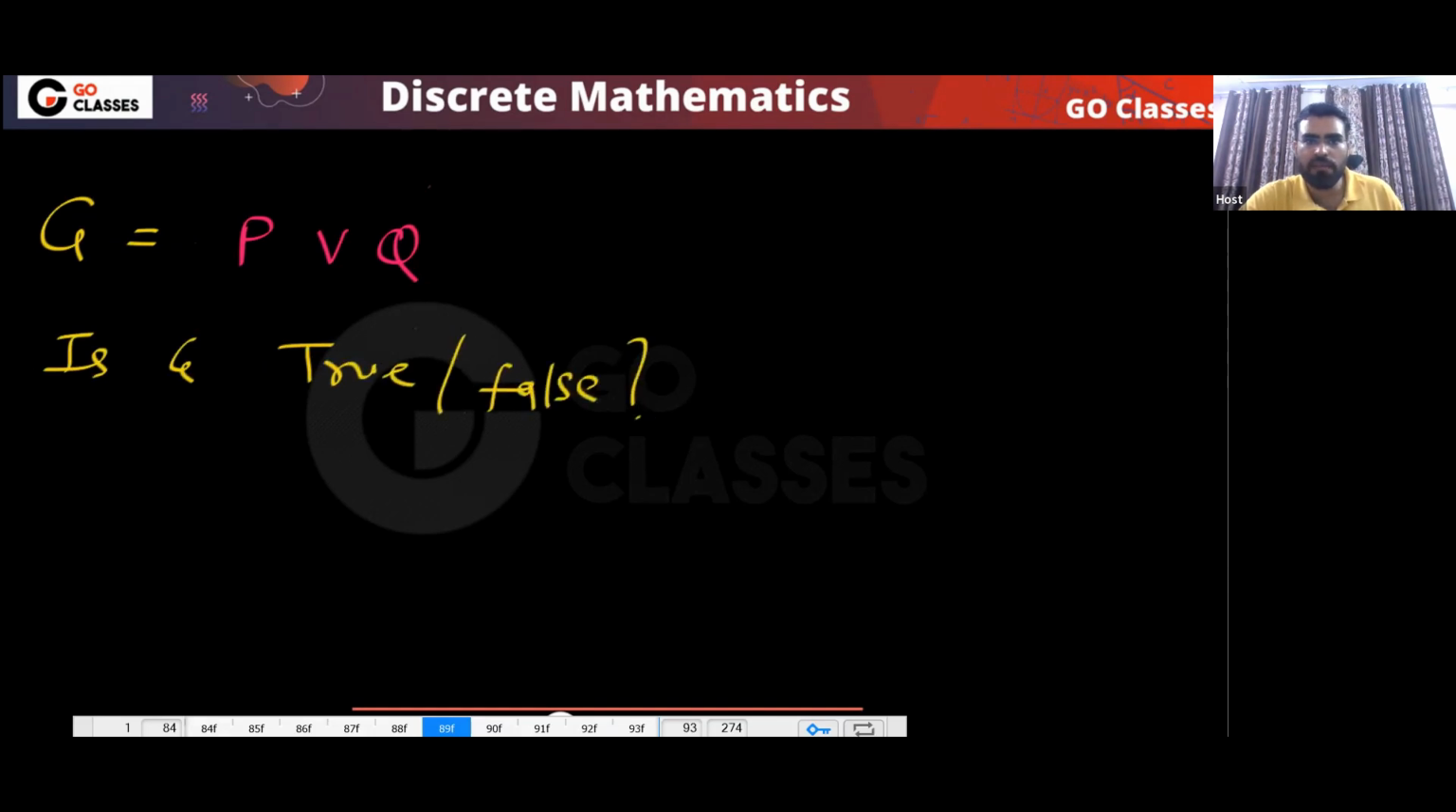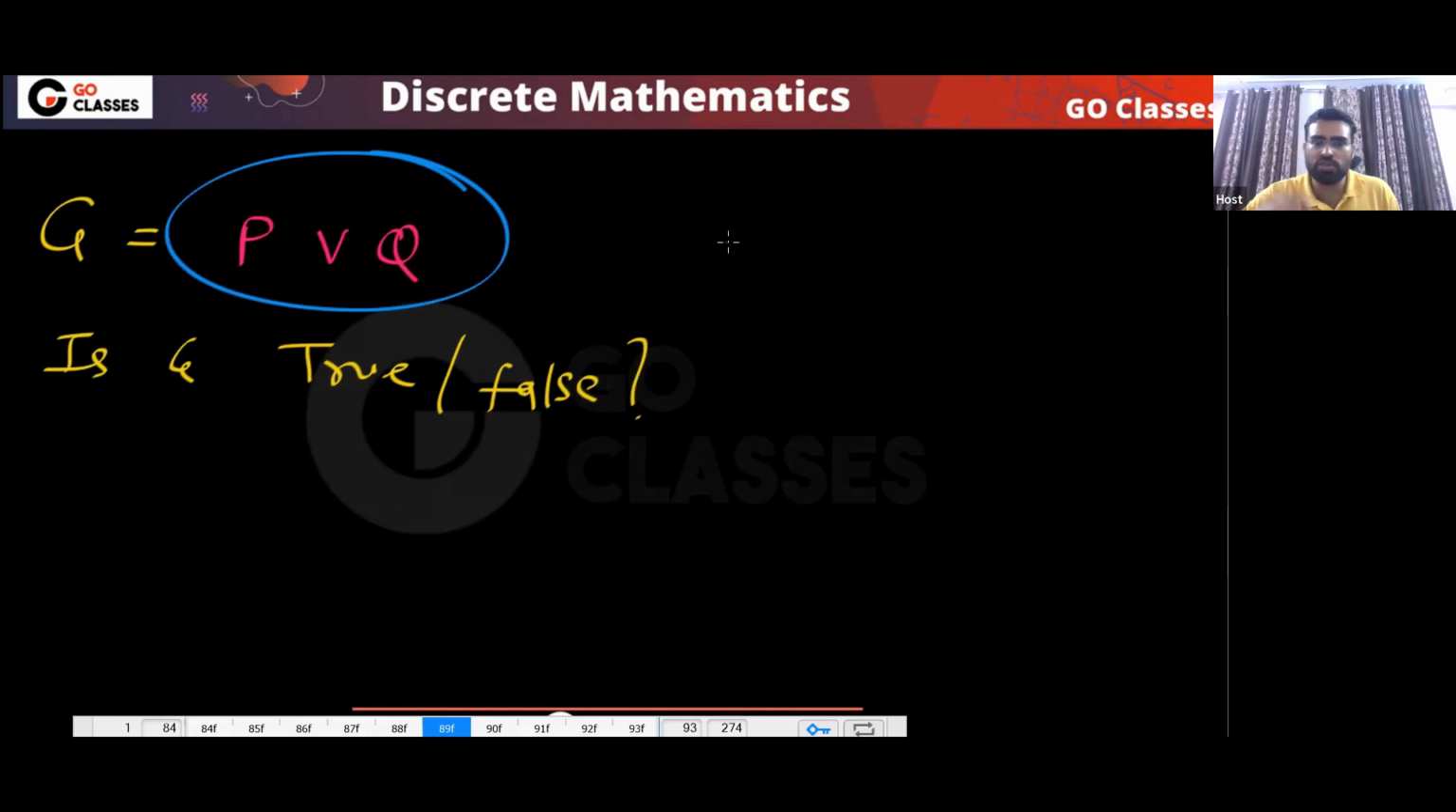Tell me. If you want to find the truth value, then what will happen? Let's assume these are the variables. So if you want to find the truth value of this, then what do you need? You need the truth value of P, Q, right? Yes or no? So that's the point. You need the truth value of P, Q.